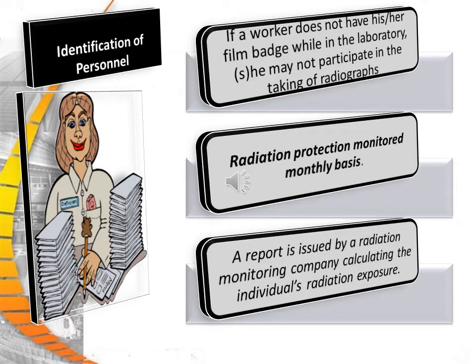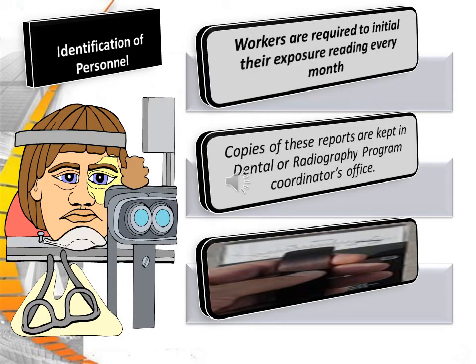Radiation protection is monitored on a monthly basis. A report is issued by a radiation monitoring company calculating the individual's radiation exposure. Workers are required to initial their exposure reading every month. Copies of these reports are kept in the dental or radiography program coordinator's office.